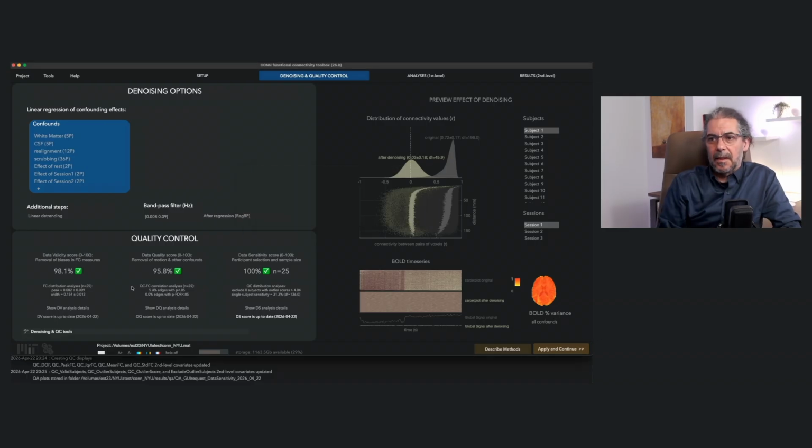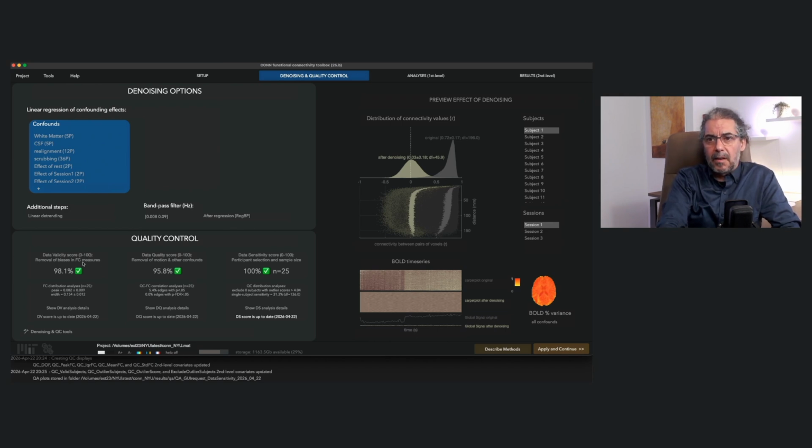Okay, this is done now, and what we see is that both data validity score and data quality score are still relatively high. They are all above 95%. We'll get 98.1% for data validity score and 95.8% for data quality score. So this will be a reasonable option.